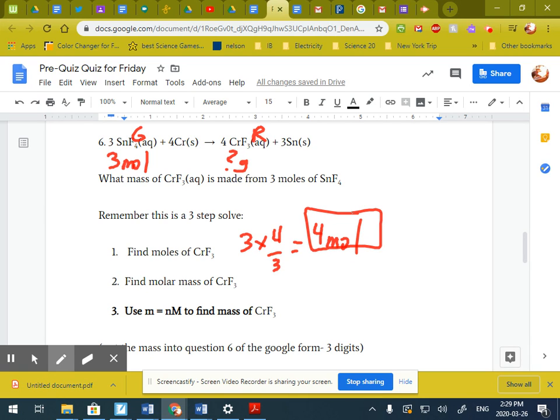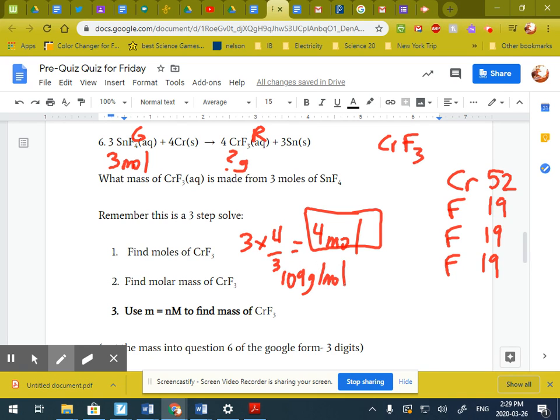Now, the second step is because we're solving for mass, we need the molar mass of CrF3. That's like saying we have 1 chromium and 3 fluorides. And we have to add up all of their molar masses from the periodic table. Chromium has a molar mass of 52, and fluorine has a molar mass of 19. So if we add all of that up on our calculator, we get a molar mass of 109. And molar mass is in grams per mole. Okay, that's the molar mass.